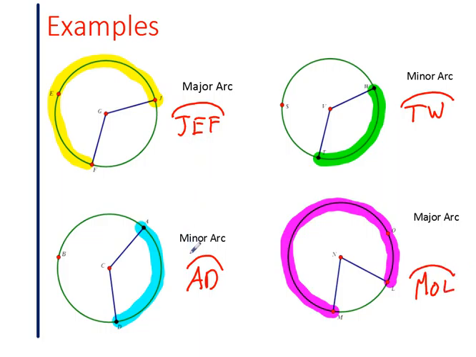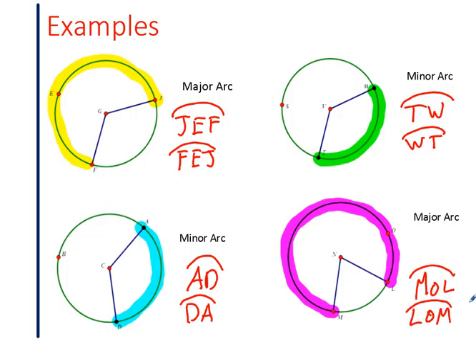Now, notice that the order of these could be different. I could have F, E, J, and that would also be an acceptable name. WT is acceptable for our second example. DA is fine for our third, and LOM is also okay for our last example. For major arcs, it is important that you have the correct letter in the middle, but the letters that begin and end the name can be either way.